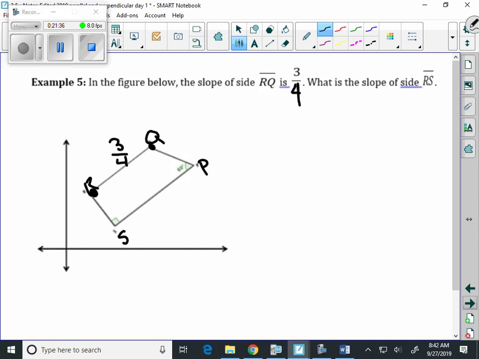And what we want to know is, what is the slope of RS? And I actually covered it up, but there is a box in that corner. And that box means that these two lines are perpendicular. And that box means that we intersect at a right angle. So if RQ is 3/4 and we have two lines that are perpendicular, what we need to do is flip that fraction. There's the reciprocal. And we need to change the sign.